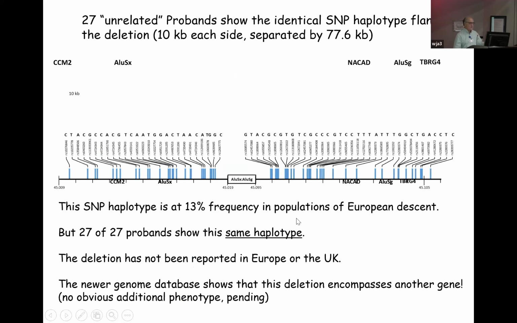And so what we did was, this is an animation, I'm missing something, but that's okay. We did a PCR trick to sequence across the boundaries of the deletions. If all of a sudden it's gone, you can go across into new DNA. And those people had the same sequence, what's called the same haplotype, all the way across. So all 19 plus the seven, everybody had the same sequence surrounding that. Again, the fingerprint is identical. 27 of 27 probands. And it's never been reported in Europe or the UK.